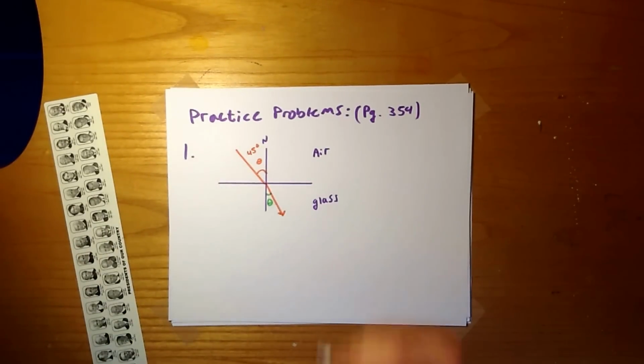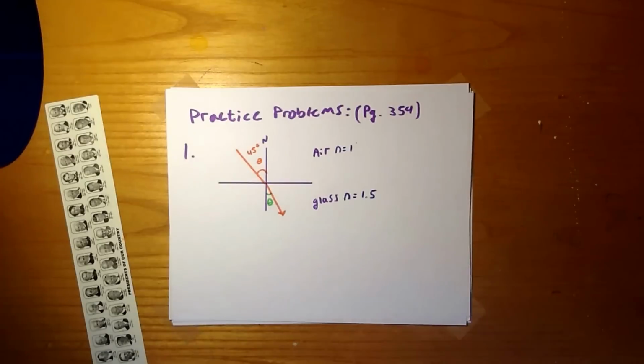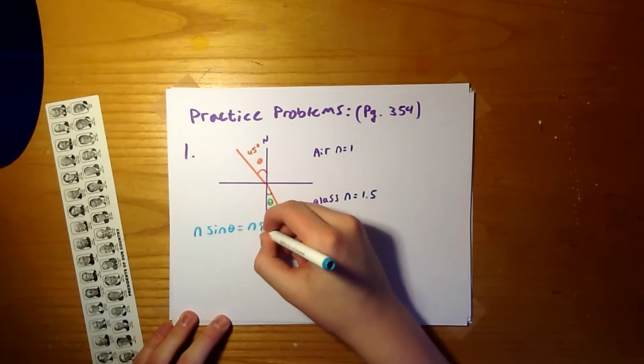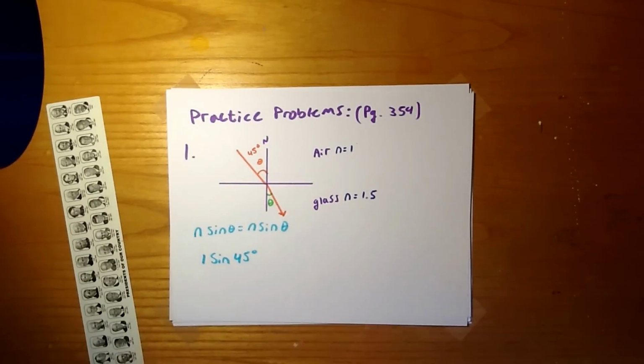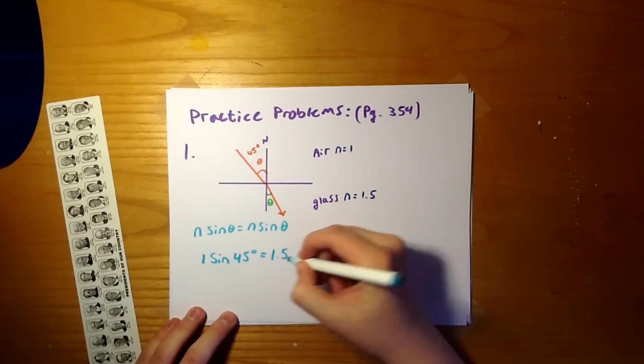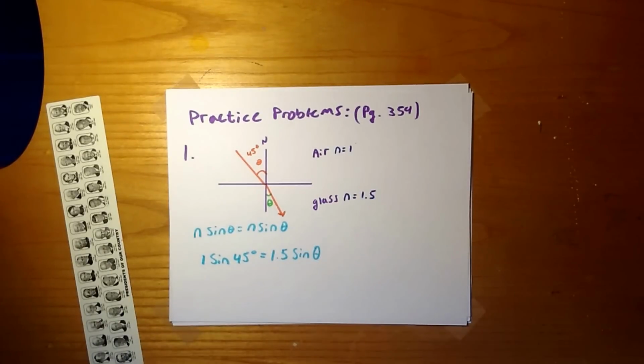So we're going to use Snell's law. Again, n1 is coming from the air, so we use 1. And the angle of incidence in the air is 45 degrees, so that's what we use. And all that equals n2, which is the index of refraction for glass, 1.5 times sine of theta, which is the angle of refraction and what we're solving for.